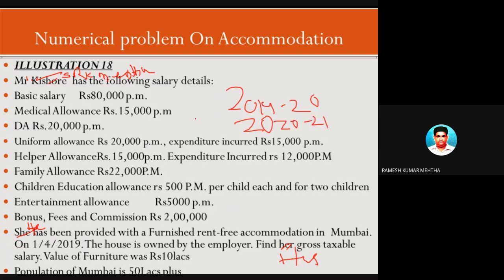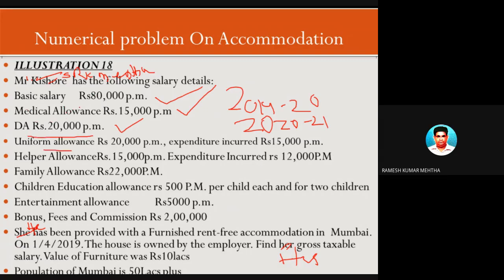Now let's look at the problem. Basic salary is 80,000. This is fully taxable. Medical allowance 15,000 per month is fully taxable. Dearness allowance: it is not given whether it forms a part of retirement benefits or not, so we will ignore it at the time of calculation of accommodation. So DA is 20,000 per month.